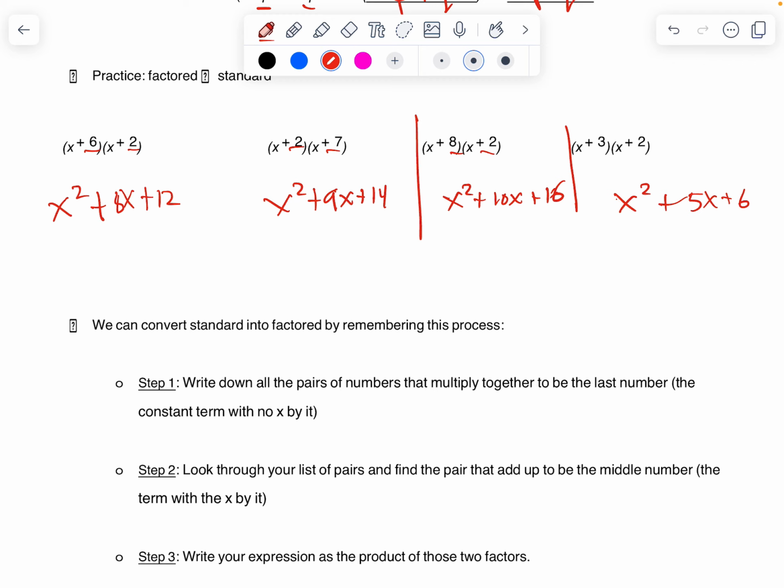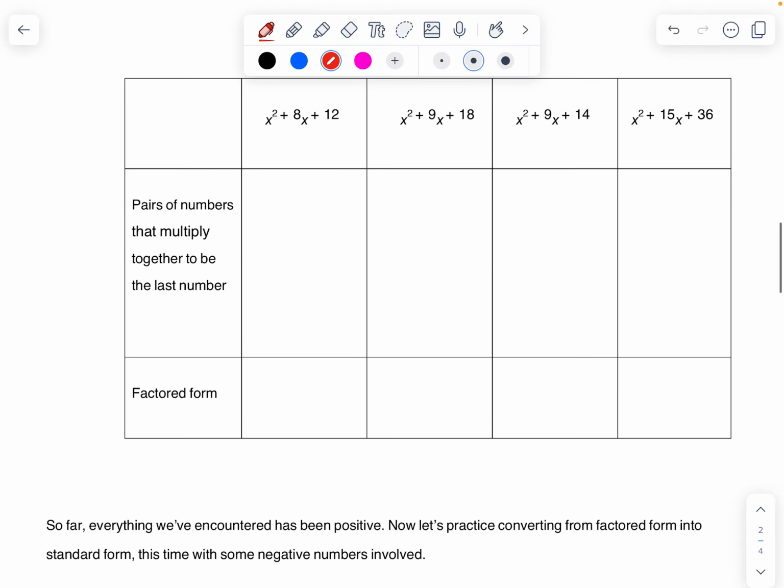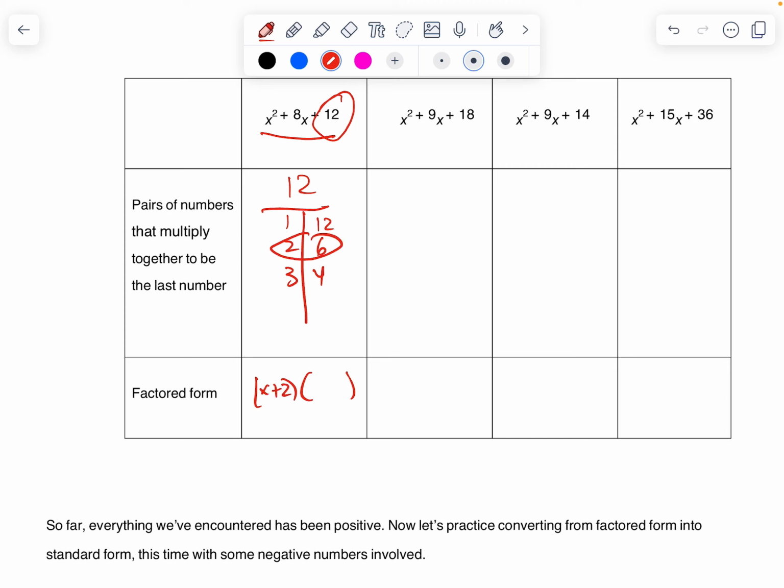And what we talked about last time is how do you go backwards? Let's say, for example, you have x squared, 8x, and 12. How do you put this into factored form? And the way we discussed is you write down this last number, 12, and you write down all the numbers that multiply to be 12, like 1 and 12, 2 and 6, 3 and 4, and you look through your list and you find the two numbers that add up to be 8, in this case, 2 and 6. So we're going to write this as x plus 2, x plus 6.